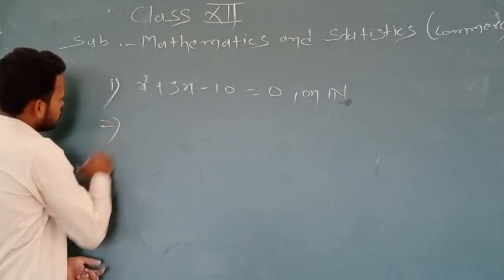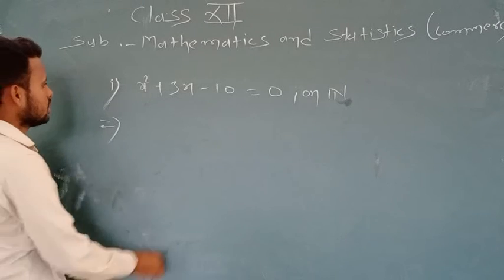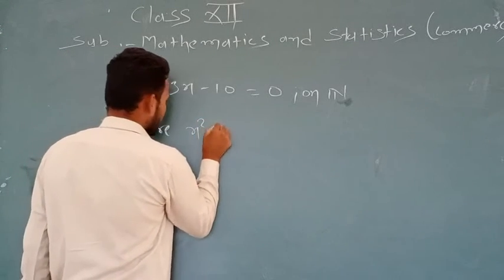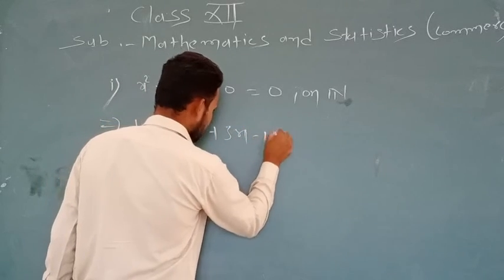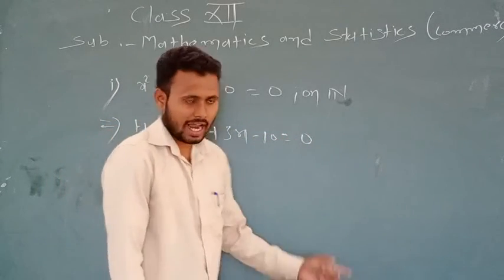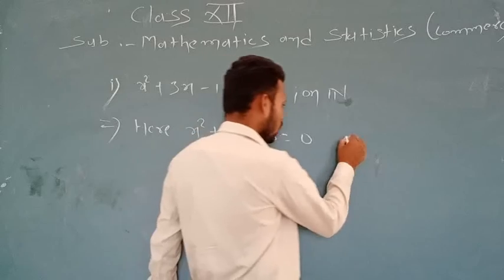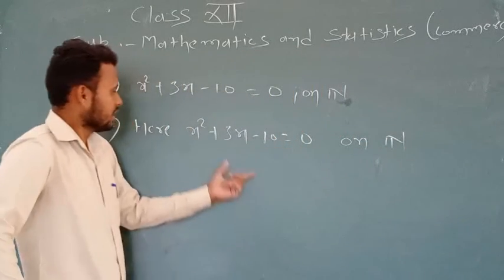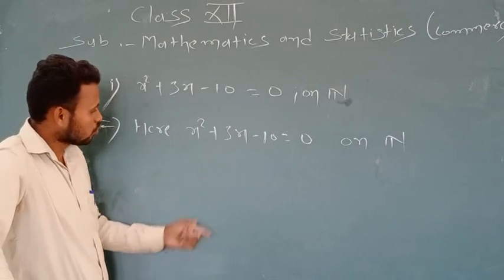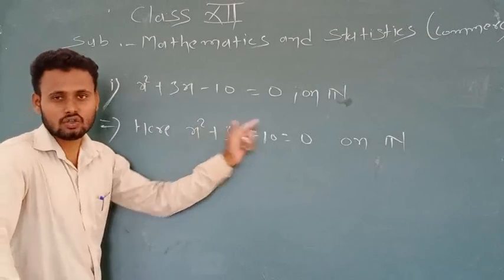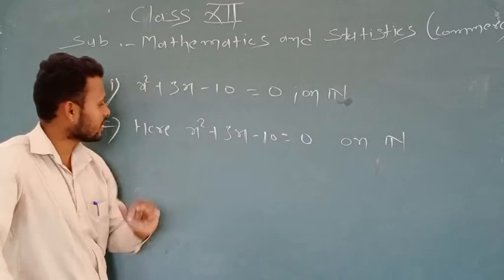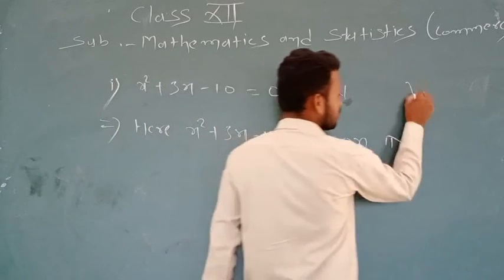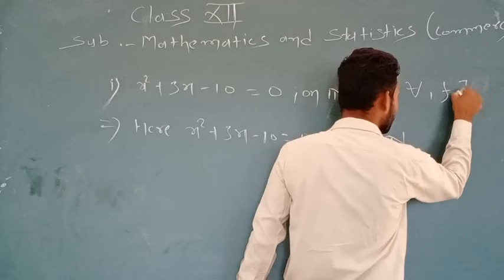Here, solution: x square plus 3x minus 10 which is equal to 0, and this statement is defined on the natural number n. It is an open sentence; we have to convert this sentence into a true statement with the help of quantifiers. There are two quantifiers, we know: for all and there exists.